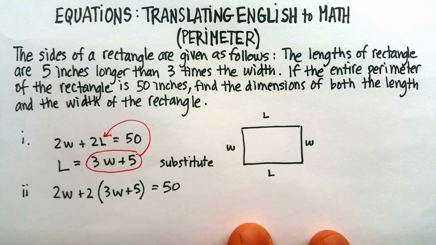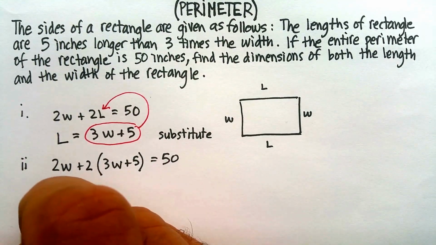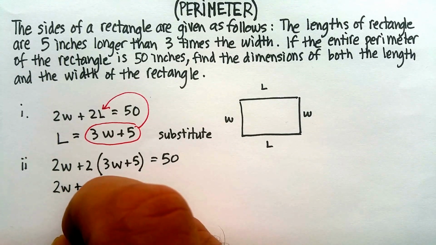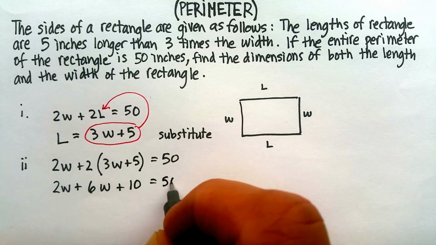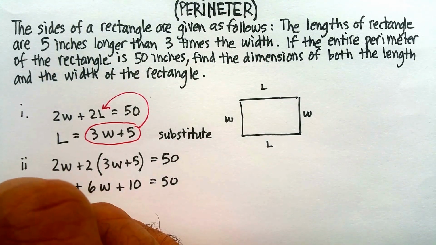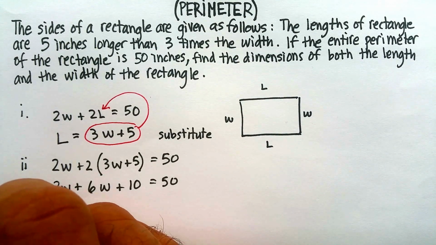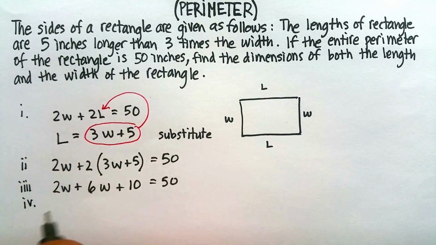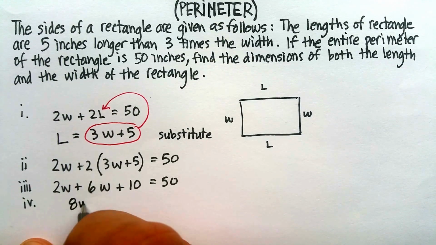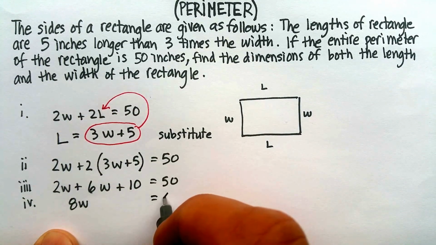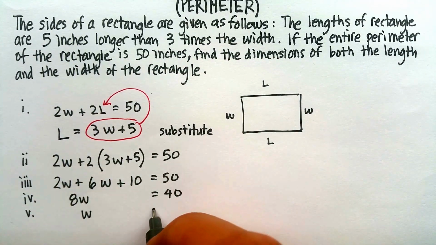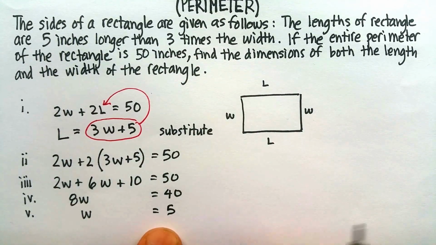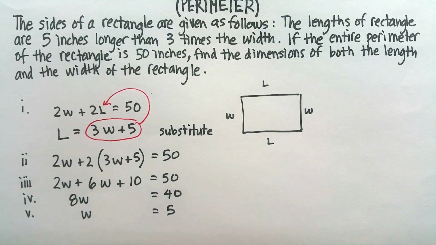Now let's just go ahead and solve this and see what we can come up with, okay? We know that 2W, distribute this, that gives me 6W plus 10 is equal to 50. That's my third step. There's 4. This gives me 8W's, gather like terms. Let's subtract the 10. That gives me 40. Let's divide by 8, and that gives me W is equal to 5. So now I know that my W, my width, is 5.